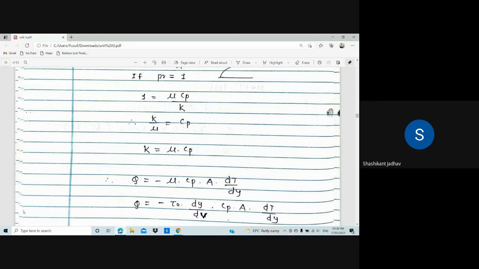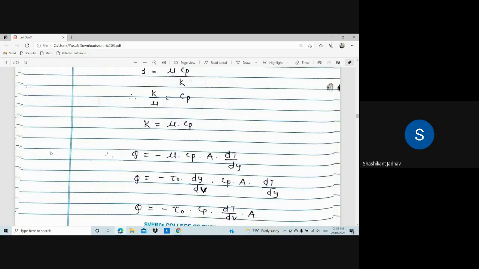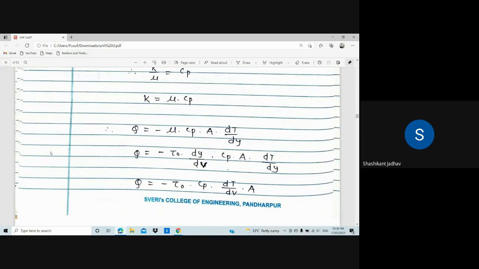So all of you write down K is equal to mu into Cp. Okay. So in equation number 2, now instead of K we have to put the value of mu into Cp. So therefore write down Q is equal to what? Instead of K we get mu into Cp. So Q is equal to minus mu into Cp into A into dt by dy.